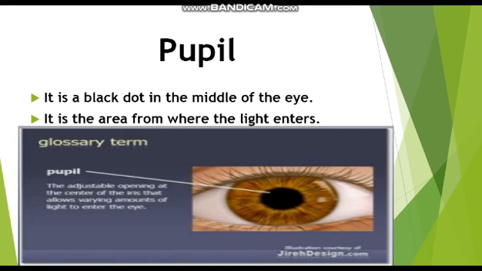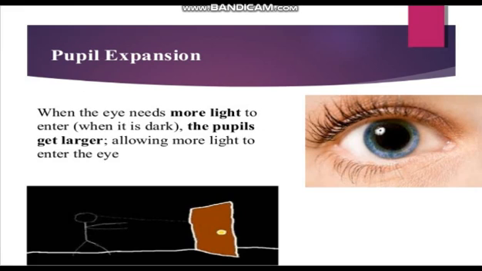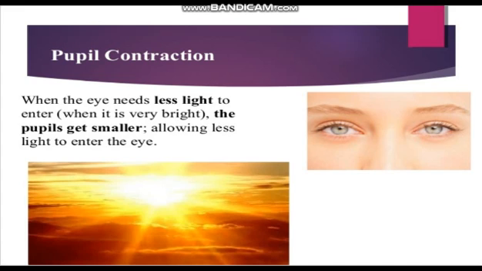Now how can the eyes focus the object that is placed in front of them? This can be done by pupil expansion and pupil contraction. When a person is sitting or standing in a dark room and you need more light to view the objects that are present around you, what will happen in that case? The pupil gets bigger, allowing more light to enter the eye. In the opposite case, when you are standing or sitting in bright sun or in a too bright room, you need less light to enter the eye. In that case, the pupil will get smaller and allow less light to enter into your eyes.